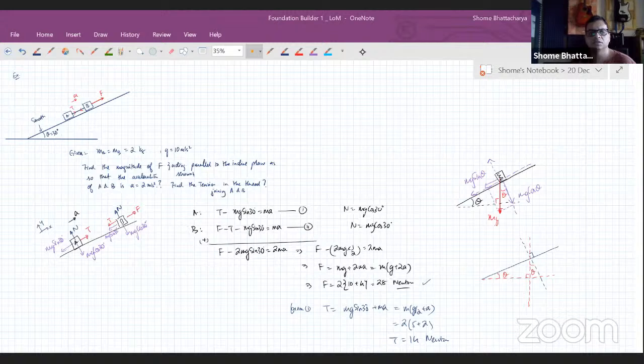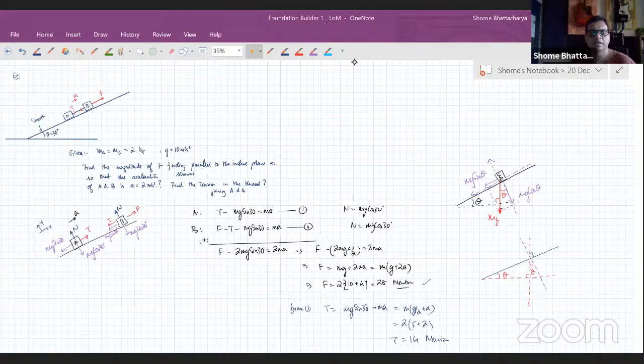Bhargav, so what is happening? See, on block A, tension is in the positive direction because we are taking our x-axis along the positive direction, upwards, and mg sine 30 is along the negative direction. So net force is what? Plus T, because T is along the positive direction, minus mg sine 30.